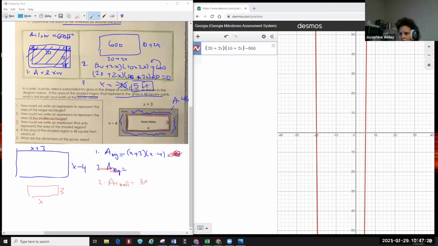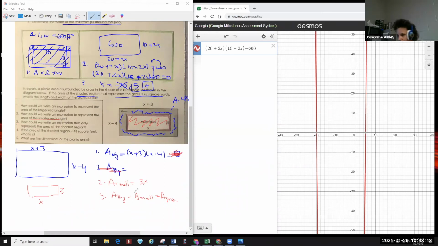Number 3, how could we write an expression that only represents the area of the shaded region? So here's the area of the small. The area of the big includes the small as well, right? So if I just wanted this shaded area, I would take the area of this big one right here and subtract the little one. So the area of the big minus the area of the small will give me just the grass.